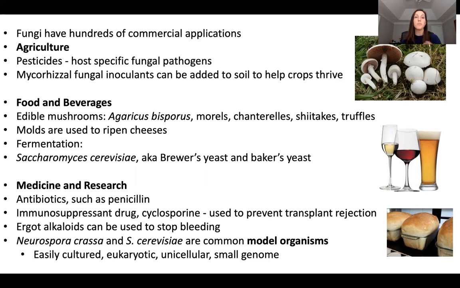Food and beverages: plenty of edible mushrooms. Agaricus bisporus, that's your typical white button mushroom, the grocery store mushroom. Morels, chanterelles, shiitakes, all mushrooms that people use in cooking. Truffles, super expensive, hard to find. Gourmet mushrooms. We use molds, which are also fungi, to ripen cheeses, things like blue cheese and gorgonzola, where you see the veins of mold running through them. So we use it for that particular purpose.